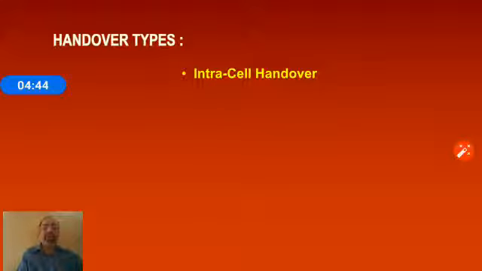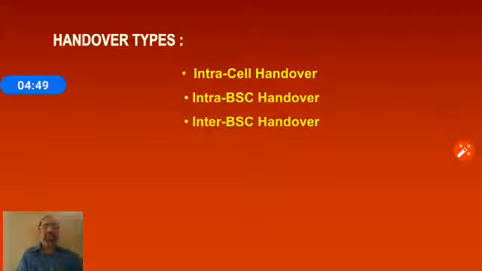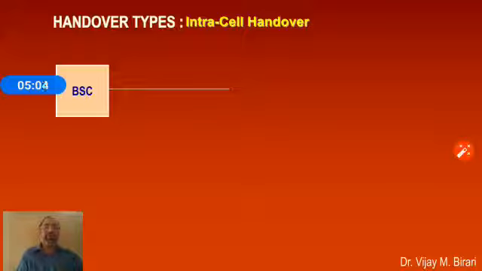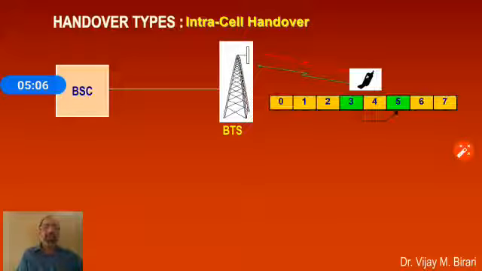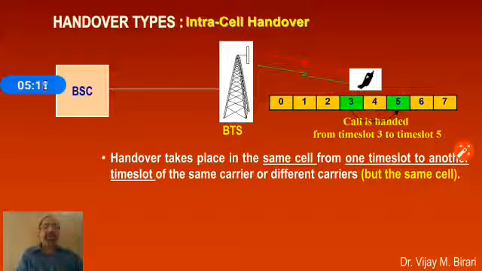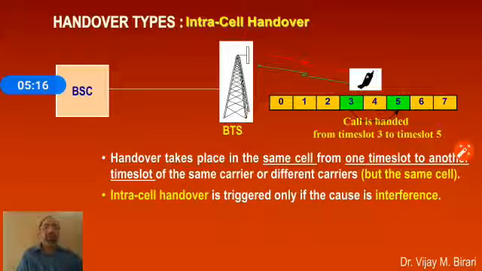Handover types. There are 4 different types of handover: intra-cell handover, intra-BSC handover, inter-BSC handover and inter-MSC handover. Let's see one by one. Intra-cell. Intra means within. So here it consists of a single BSC, single BTS, and the mobile call is handed from time slot 3 to time slot 5 in the same cell area only. It is triggered only in case of interference.